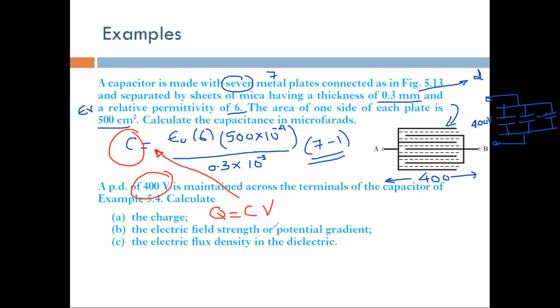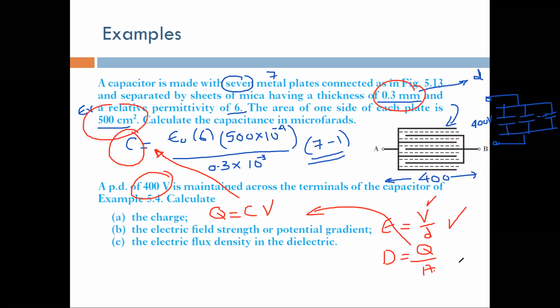The electric field strength or potential gradient is what we saw before. E is equal to V over D. You have V and you have D from here. This is D. You can compute the electric field strength. To compute the flux density, it is equal to Q over A. You already computed Q from here, and you have your A as the 500 centimeters from there. So you can also compute that.